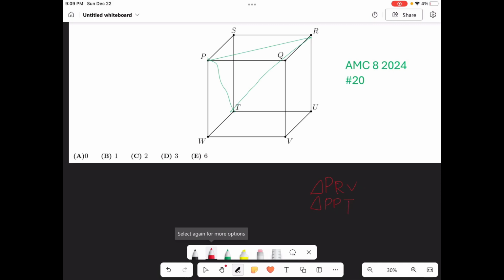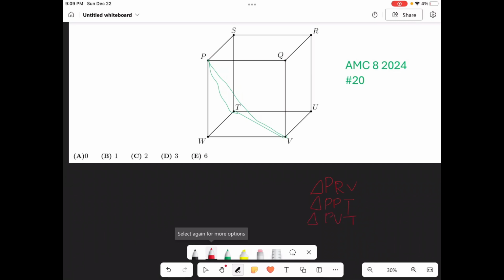And we can also go from P to V, then that will go to T, and that will go back to P. So that's going to be another triangle, triangle PVT.